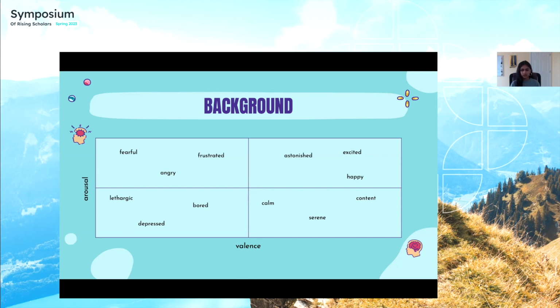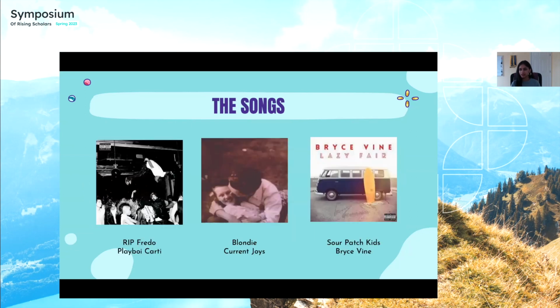Whereas valence, which is another scale, assesses the mood of the music. So is it happy or sad? As you go farther along the x-axis in the positive direction, it's more positive, whereas if you go to the negative side, it's more negative. And now I want to get into the 3 pieces of music that I used. I think some of you will recognize these pieces because they're just normal music. The first one is R.I.P.